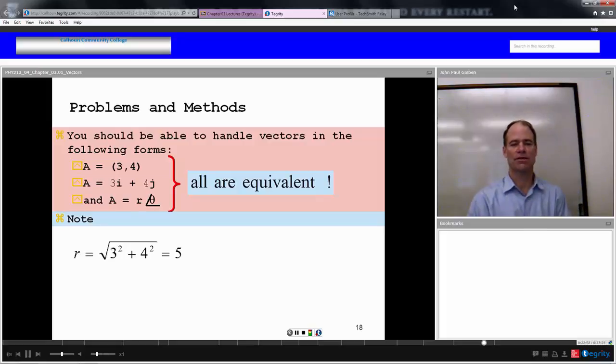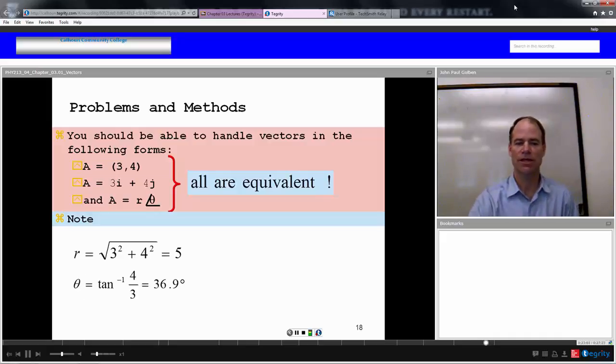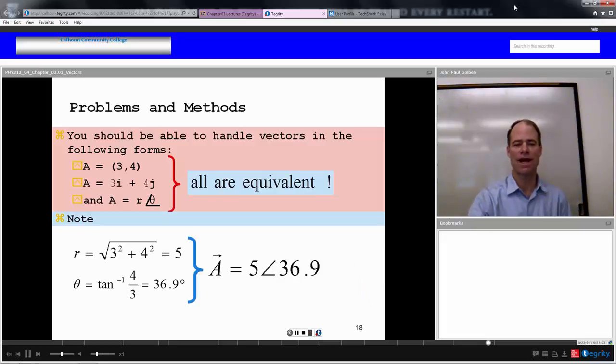The magnitude of this last vector is equal to the square root of 3 squared plus 4 squared, or 5. And its angle would be the inverse tangent of y over x, in this case 36.9 degrees. So I would write this last vector as 5 angle 36.9, and that would represent the same vector. But like we said, we're not going to focus on that method for this course, but it's just something to keep in mind as you proceed onward.